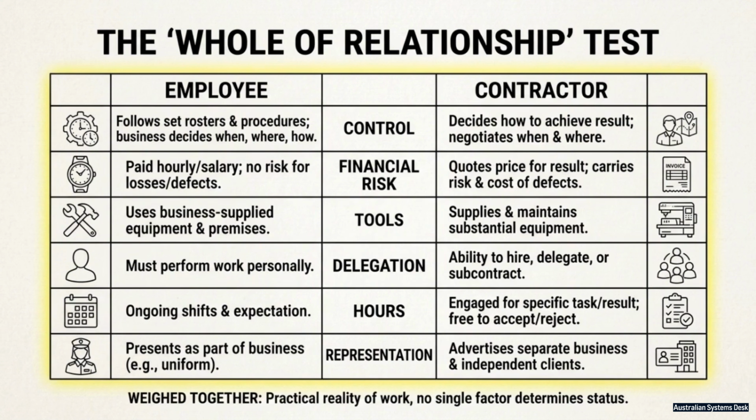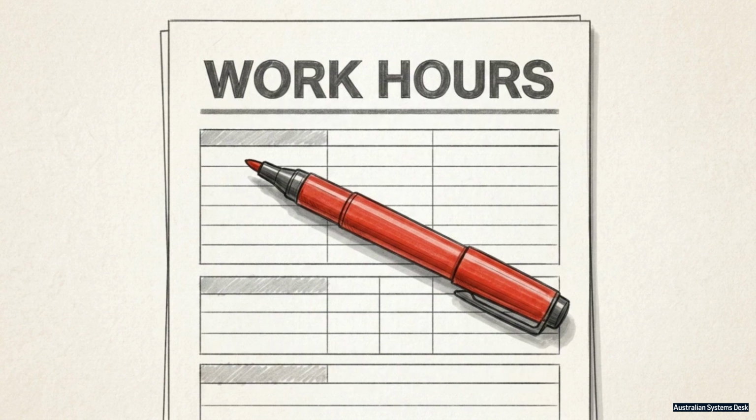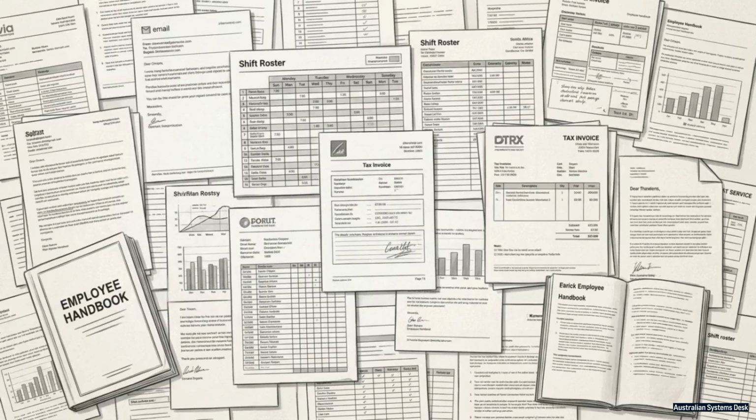The test also looks at delegation. Employees must perform the work personally, while contractors have the practical ability to subcontract. Regarding hours, employees are engaged for ongoing shifts, while contractors are engaged for defined tasks. Finally, representation. Employees present as part of the business, whereas contractors actively advertise a separate, independent client base. None of these individual factors dictates the legal result on its own. The correct classification requires assessing the total weight of all factors across the entire relationship.